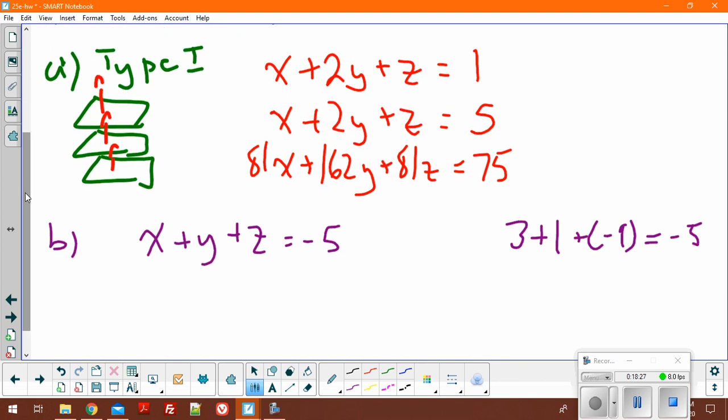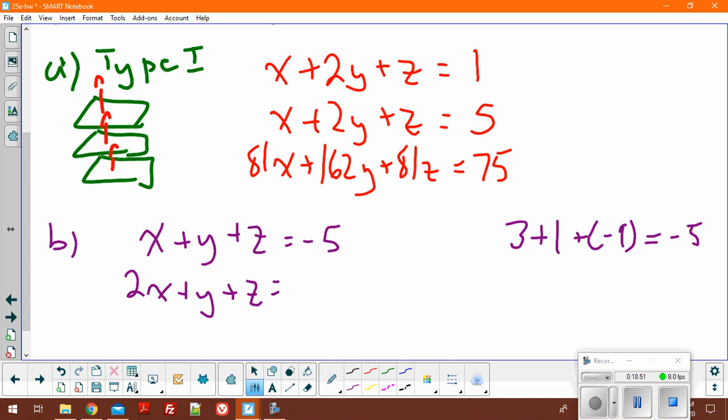So that means that the other planes, first, they can't be parallel. So my next plane's normal can't be a scalar multiple of 1, 1, 1. So let's make it 2, 1, 1. Okay, so that's it.